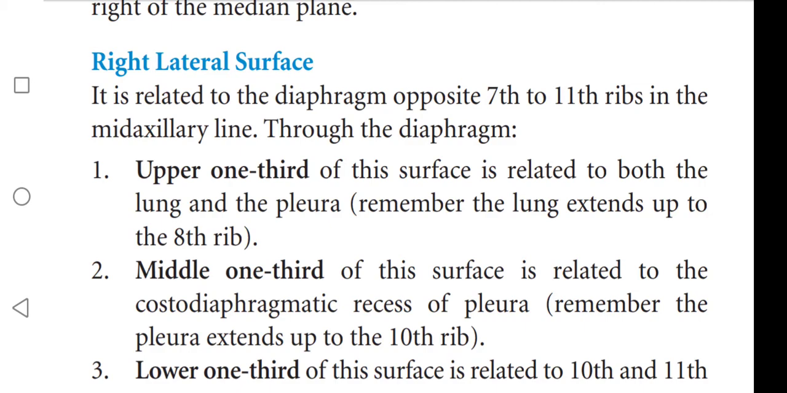If we divide the right lateral surface into three parts, upper, middle and lower, the upper one-third of the surface is related to the lung and pleura. Remember, the lung extends up to the 8th rib.